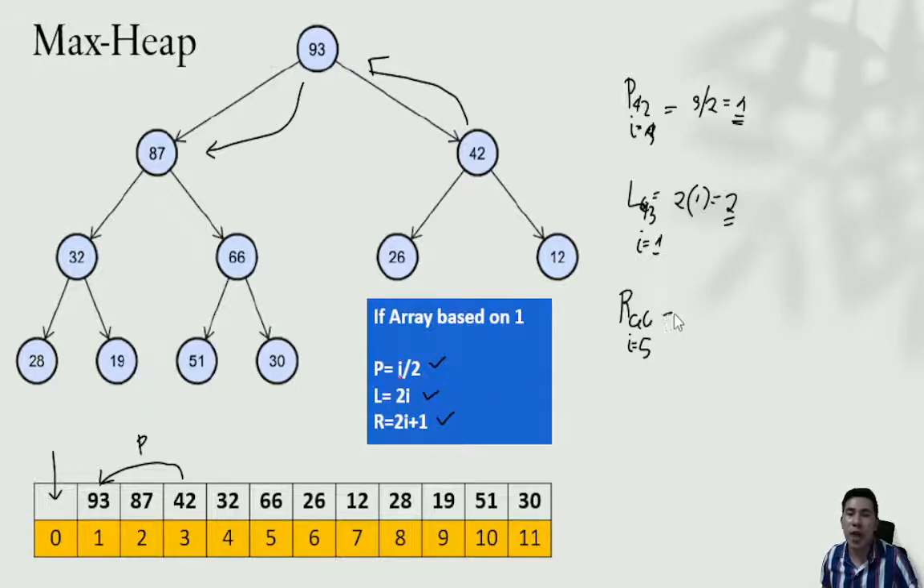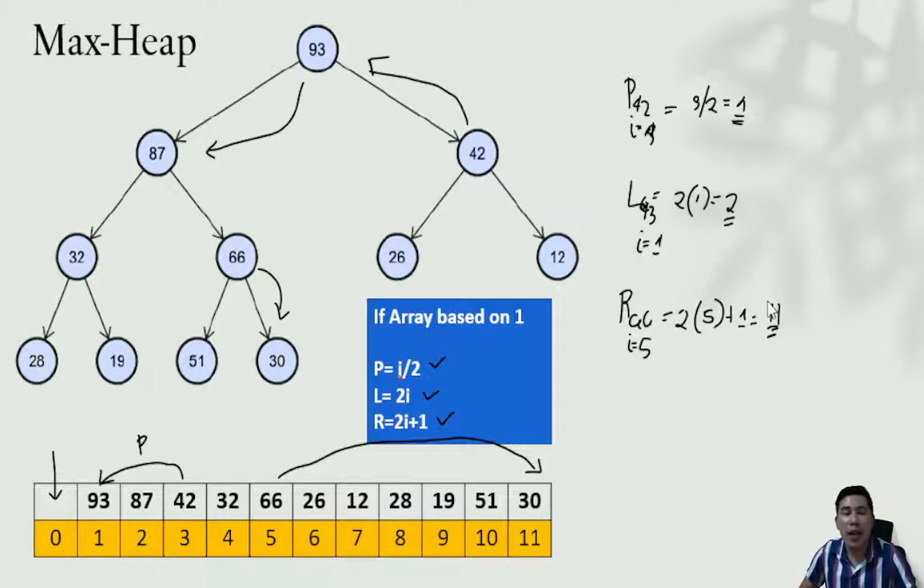So we use the formula 2 times the index value, which is 5, plus 1. We have 10 plus 1 is 11. So the right child of 66 is actually 30, because the resulting index is 11. So that's it for max heap and min heap in different implementations.